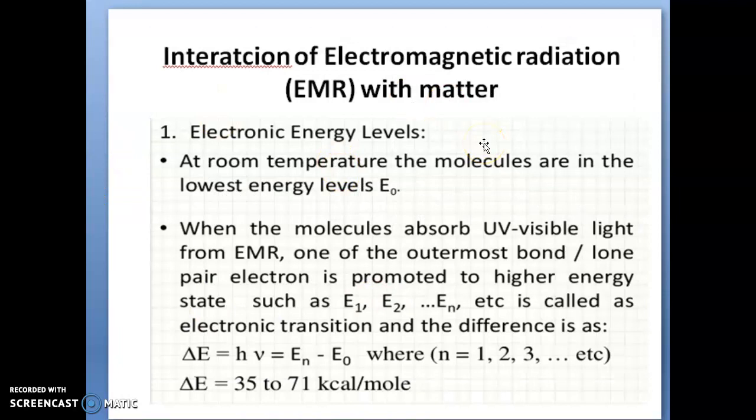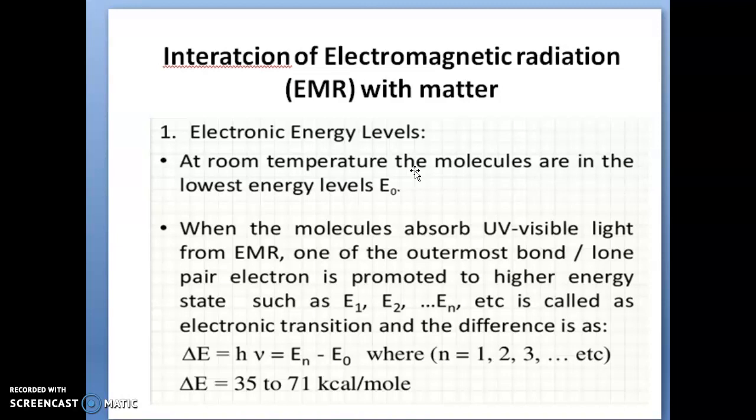The interaction of electromagnetic radiation with matter is known as spectroscopy. What happens when electromagnetic radiation interacts with matter? First of all, we consider the electronic energy levels. Matter contains different energy levels: electronic energy levels, vibrational energy levels, rotational energy levels, etc. For electronic energy levels, we know that all molecules at room temperature will be at the lowest energy level, that is, the ground energy level.